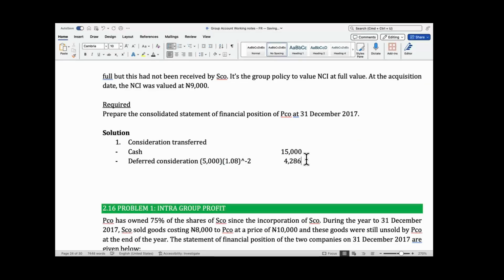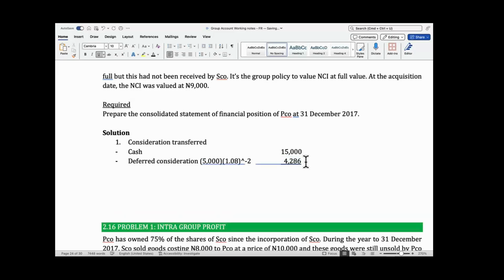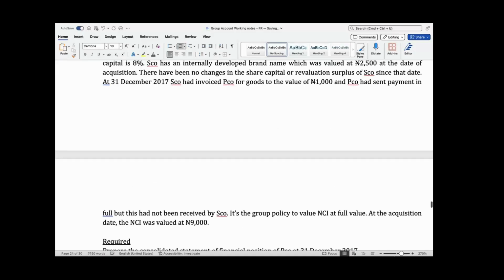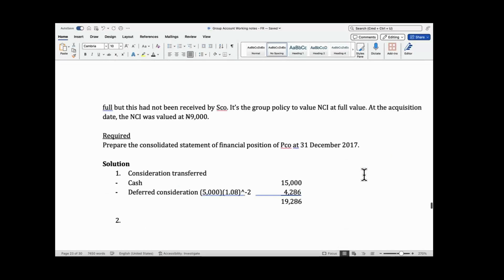Okay, so how much is the total? 19,286. Then the second one, before I do cancellation, let me recognize this internally generated brand name.